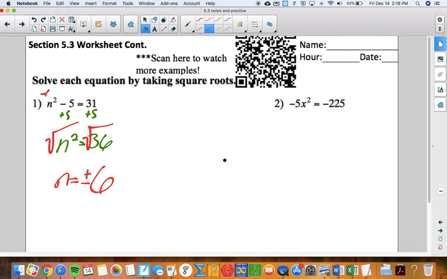If you plug negative 6 in here and you square it, make sure you put parentheses around it, and then subtract 5, you would get 31. Same with if you put a positive 6 in.